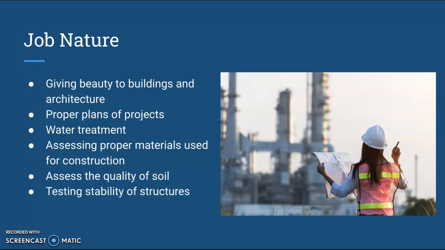So next, we have the job nature, and since civil engineering has many different fields, different people have different responsibilities. Some of these responsibilities may include giving beauty to buildings and architecture, and proper planning of projects, so as to see where cities and areas have the best fit for the project, and to see how the roads can connect without being a problem to other buildings surrounding the project. Assessing proper materials for construction. This depends on the area and weather conditions. So if it rains a lot in one area, the material would have to be different than somewhere where tornadoes are more prevalent.